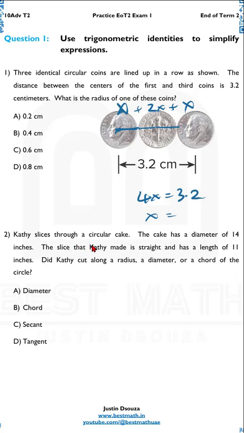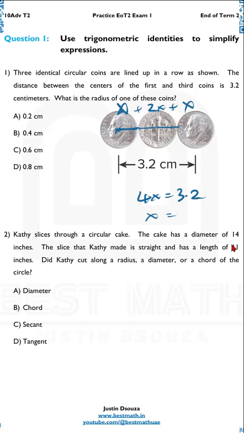Katie slices through a circular cake. The cake has a diameter of 14 inches. The slice that Katie made is straight and has a length of 11 inches. Did Katie cut along a radius, a diameter, or a chord of a circle? See, the diameter is 14, whereas the radius would be 7. But she has cut along 11, so it must be a chord. It can't be anything else. So here the option B is the correct answer.